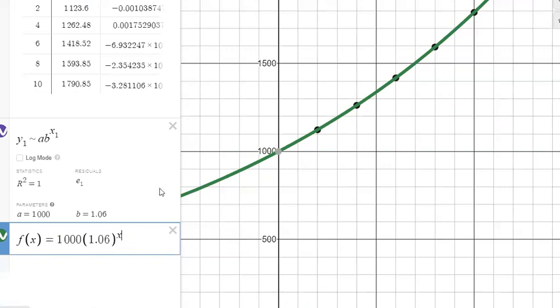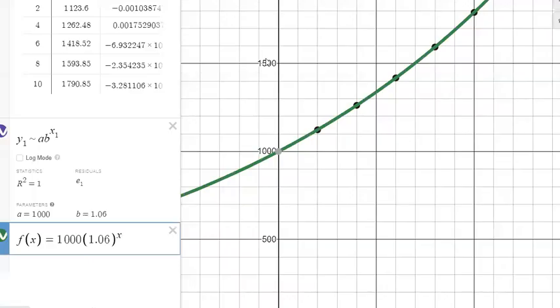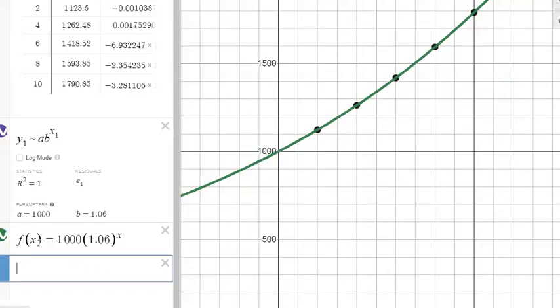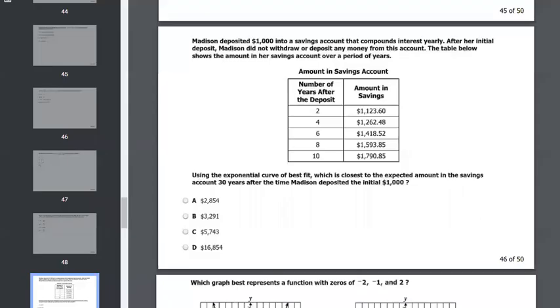So now the question asks me, what if X is 30? What if after 30 years? What would the total amount be? So I'm going to let X be 30. Going back to Desmos, I'm going to let X be 30. F of 30 is 5743.49. 5743. That's going to be C.